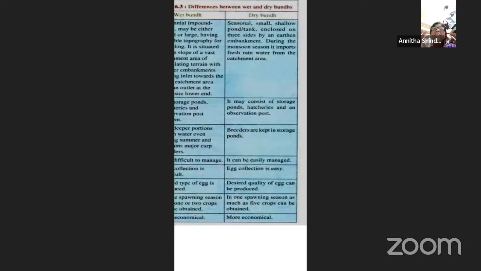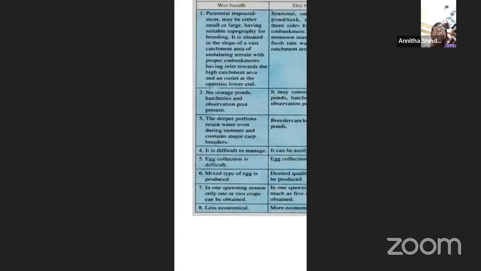So it is possible with dry bun, but it is not possible with wet bun, because along with the rainwater, even the fish seed also will be there. Fish seed in the form of hatchlings or bigger fish or smaller fish, whatever, will come in through the inlet. So you'll get a mixed number of fishes. So here the varieties are more in number.